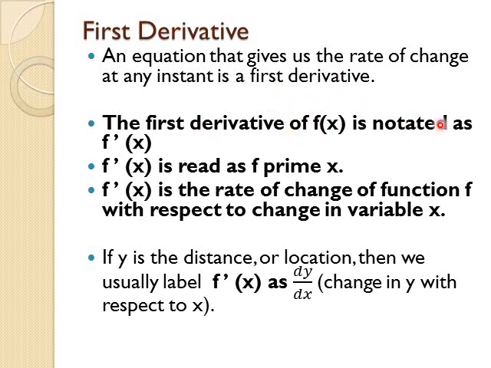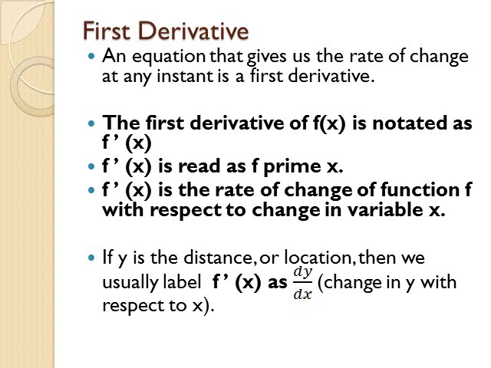The first derivative of f(x) is notated as f prime x, and it's read like that, f prime x, not f dash x. So f prime x is the rate of change of function f with respect to the change in variable x. If the equation is given as y instead of f of x, and y is a distance or location, then we usually label f prime x as dy/dx, the change in y with respect to x. But that we'll look at in later lessons, right?